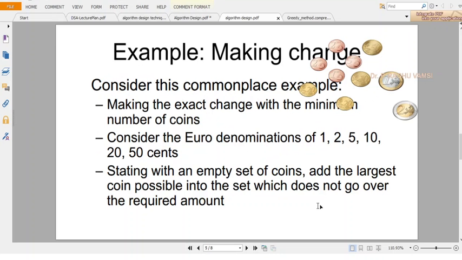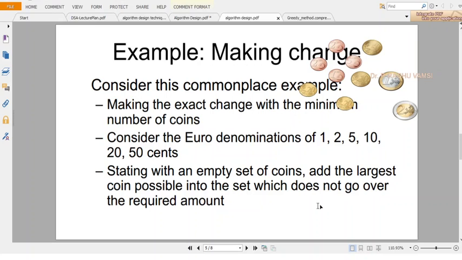For example, making change. Consider this commonplace example: making the exact change with the minimum number of coins. Consider the euro denominations of 1, 2, 5, 10, 20, 50 cents. Starting with an empty set of coins, add the largest coin possible into the set which does not go over the required amount. That means I have several denomination coins.